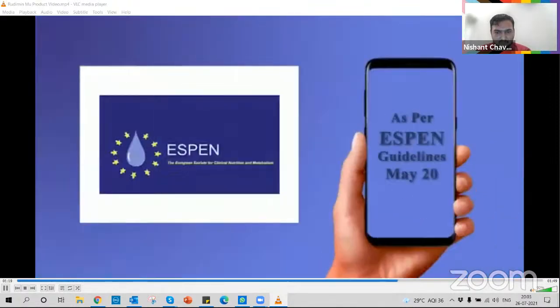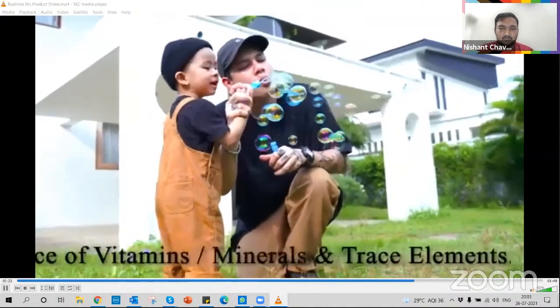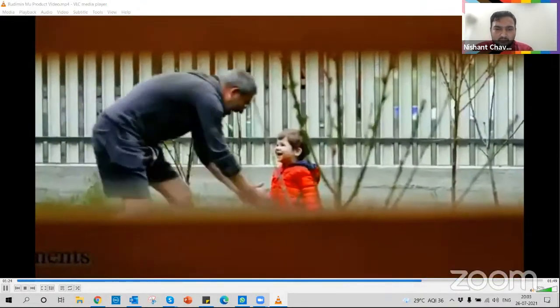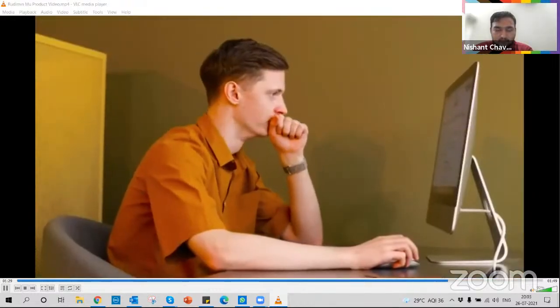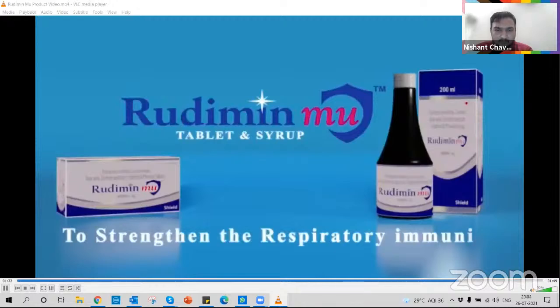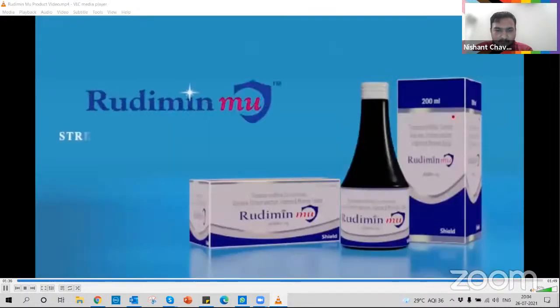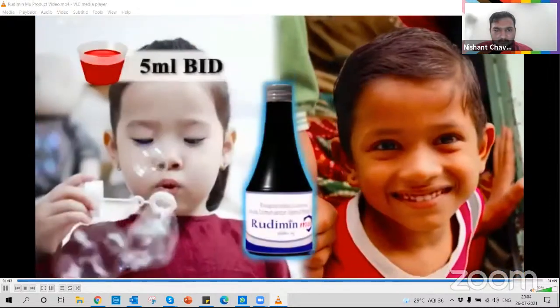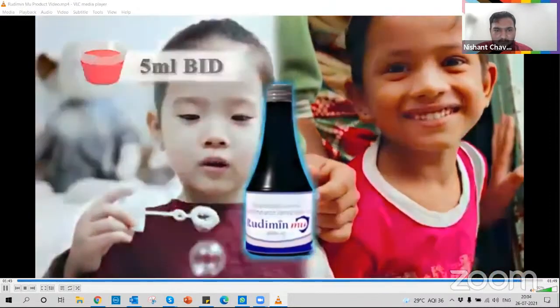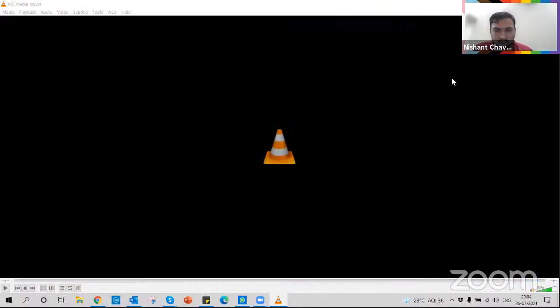As per ESPEN guidelines, the daily allowance of vitamins, minerals and trace elements maximizes nutritional defense for patients susceptible to frequent respiratory infections. Therefore, please prescribe Rudimin Mu tablets and syrup in recurrent respiratory infections. Only Rudimin Mu strengthens the respiratory immunity. Dose of Rudimin Mu tablet is 1 tablet BID. Dose of Rudimin Mu syrup is 5 ml BID. Doctor, Rudimin Mu shields immunity.